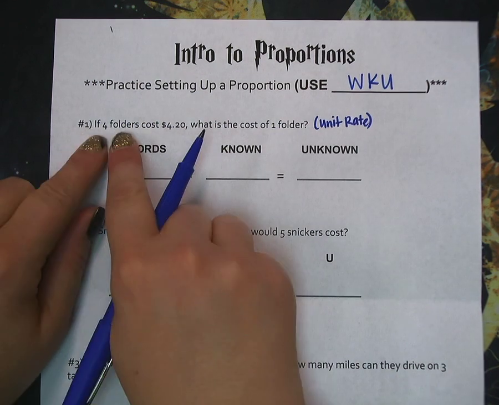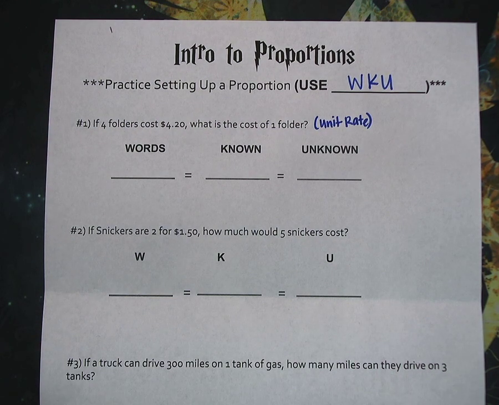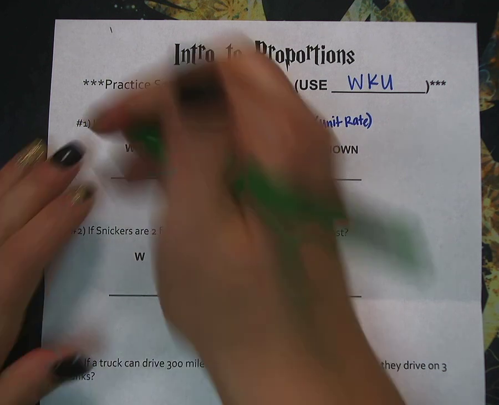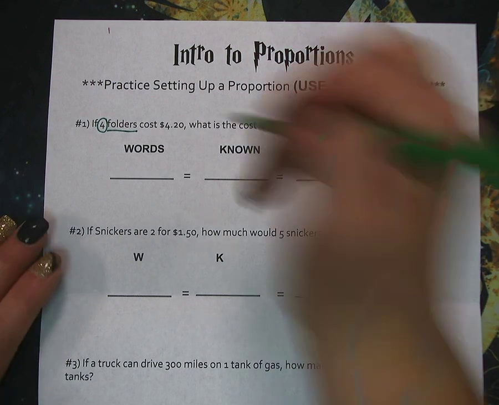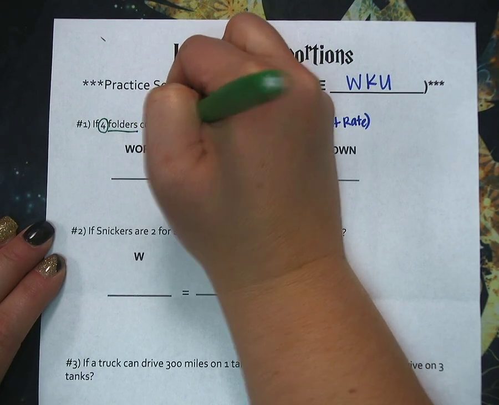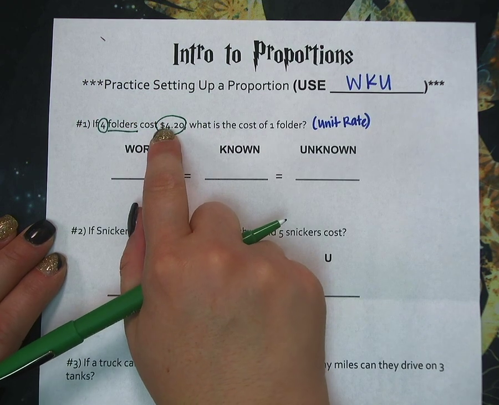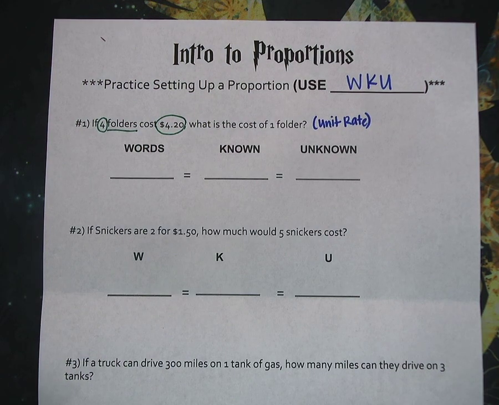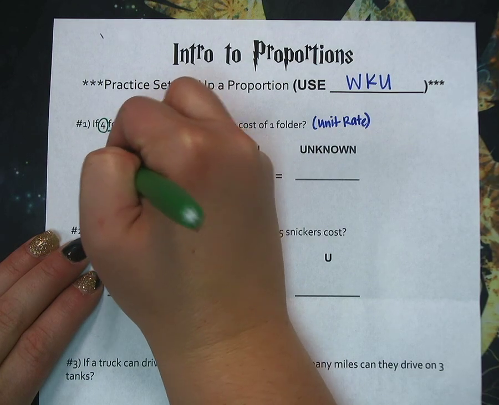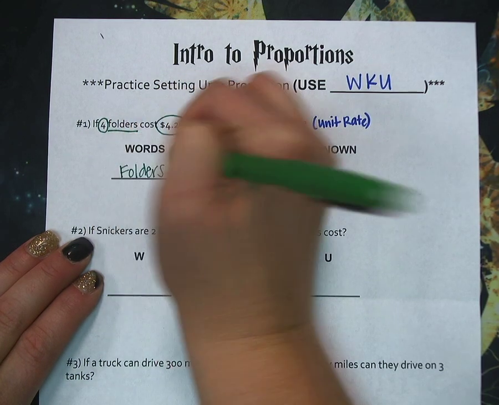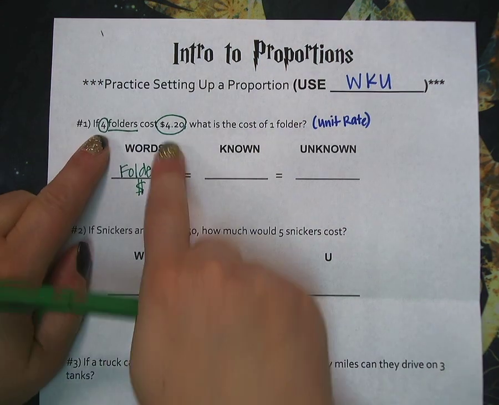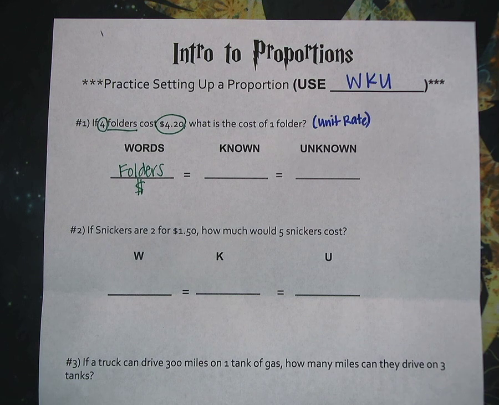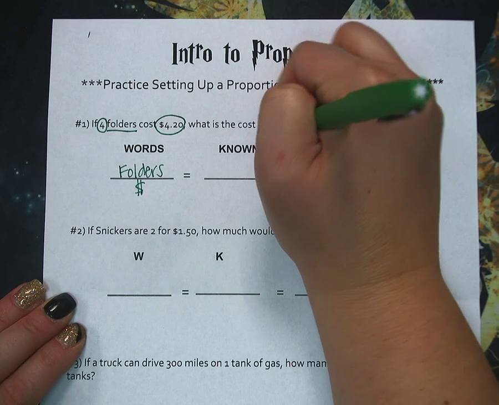So what were our words? The easiest way to find your words is just to find your numbers and look at the word behind it. So I'm going to circle 4. For what? For folders. And then I'm going to circle my other number. Well, in this case, there's no word behind it because it's money. So I am going to use folders and money, and those are going to be my words. Easy peasy. I found my numbers, and that's my labels. And again, one what? Folder.